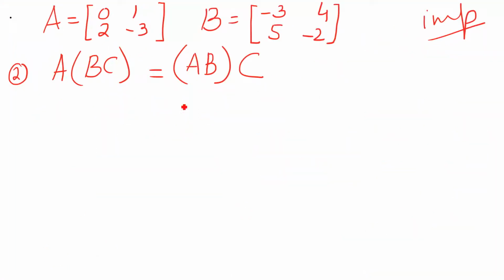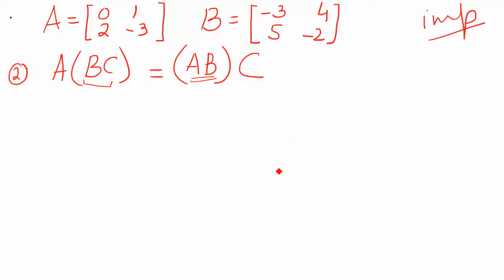Second question is, and this is important, you can do this question as homework. What you have to do: BC, you have to multiply B and C first. Whatever is your answer, then you have to multiply with A. Whatever is inside the parenthesis, you have to multiply first. Here you have to multiply A and B first, and then whatever is your answer, you have to multiply with C. I will give you 5 seconds to think about how you will solve this question. This is the important question, right?